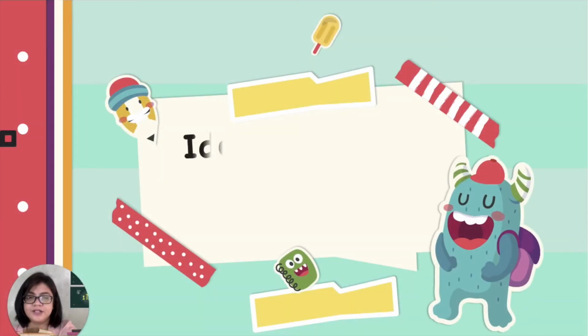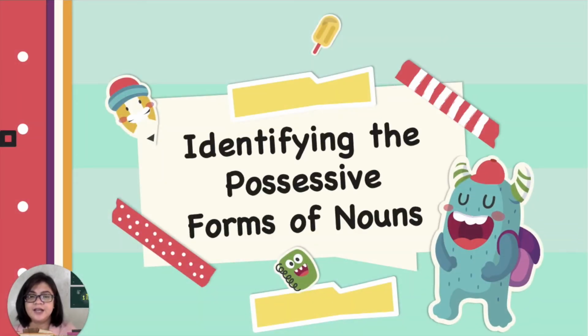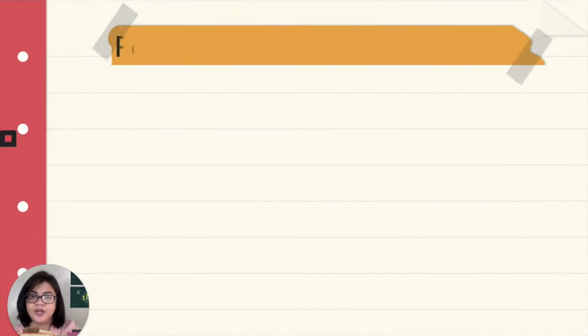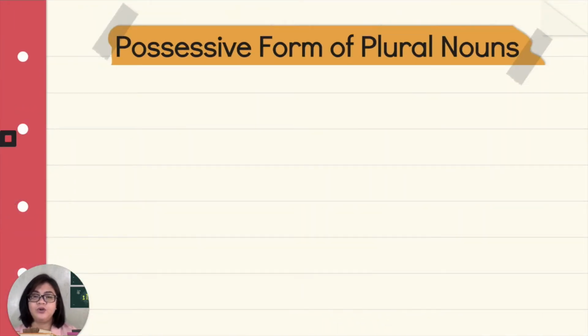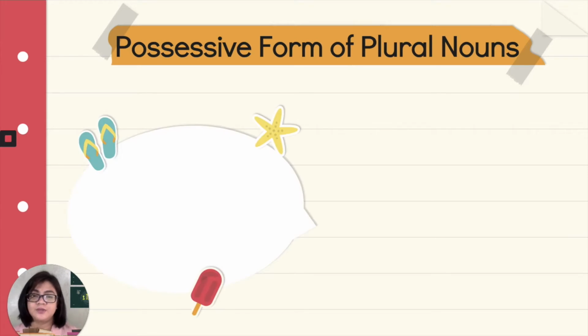Okay, so let's now discuss part 2 of our lesson 7, identifying the possessive forms of nouns. Here we will talk about the possessive form of plural nouns, because there are things you have to remember when changing plural nouns into their possessive form.